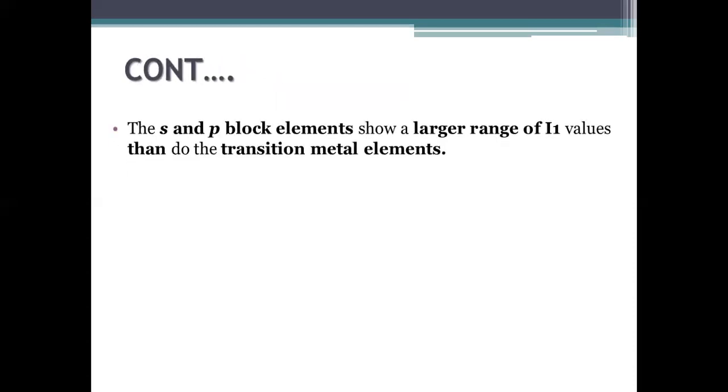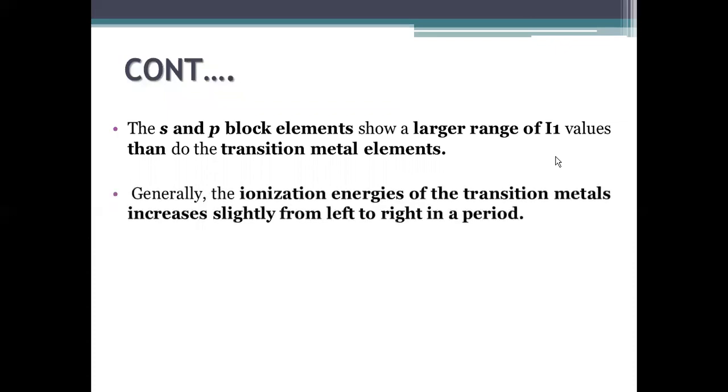Well, the s and p block elements show a larger range of the first ionization energy values than do the transition metal elements. That's why, guys, you can see in your periodic table there is a break for the transition metals. The ionization energy within the transition metals slightly increases from left to right.